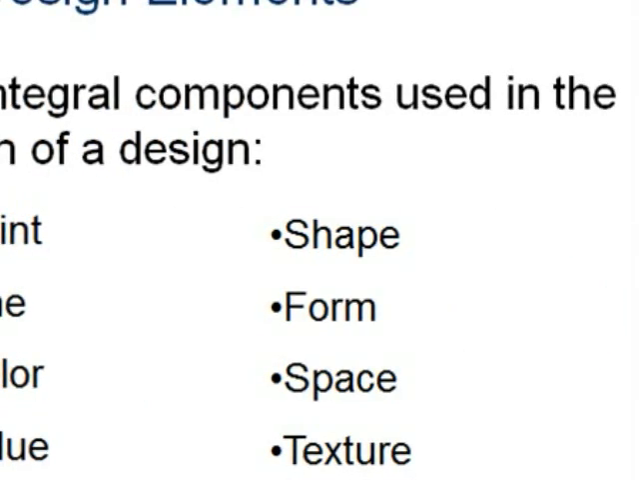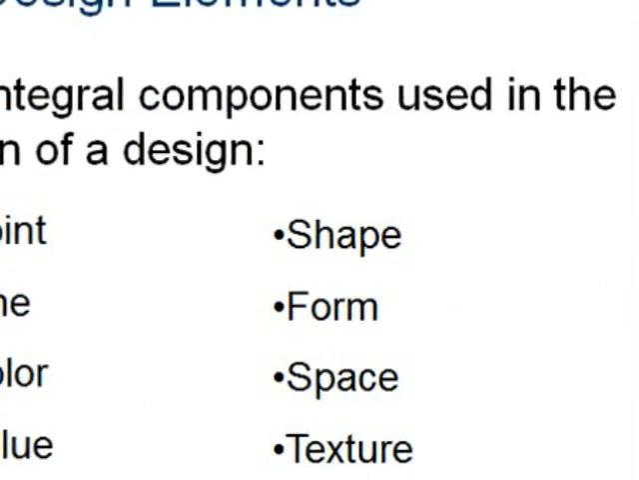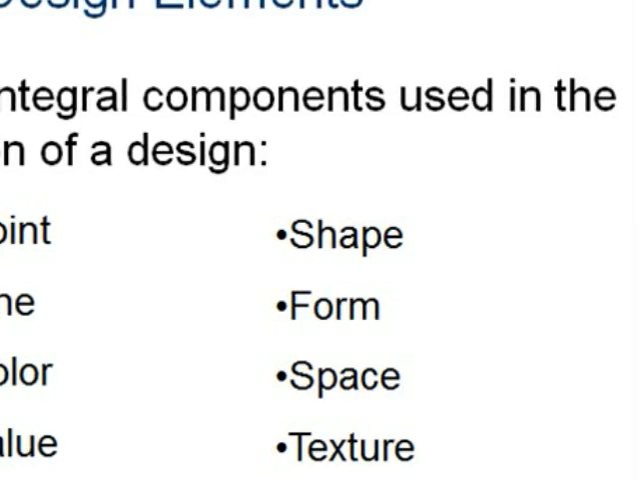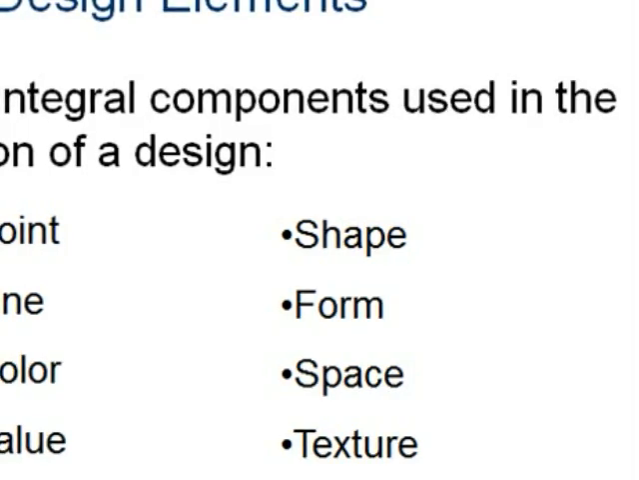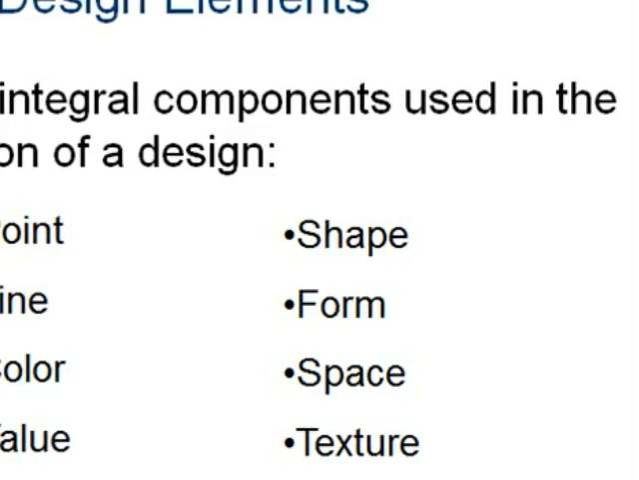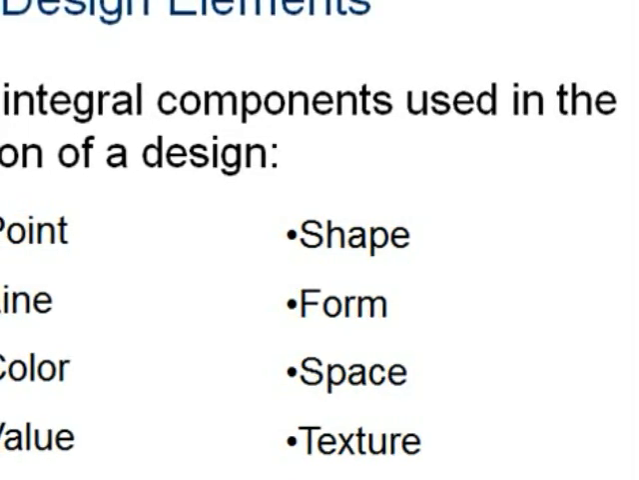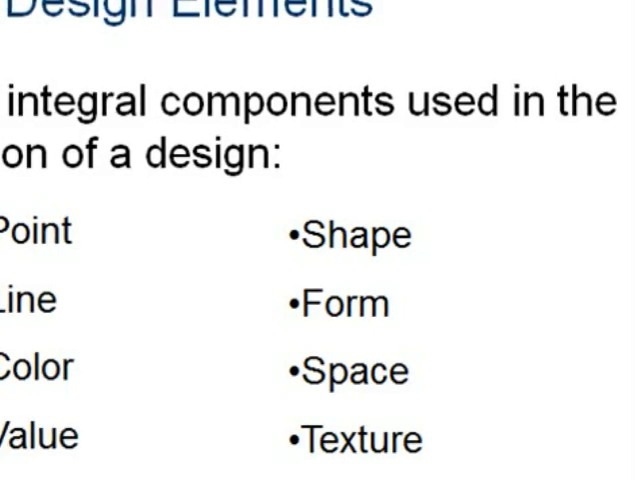There are 8 components used in the creation of a design: point, line, color, value, shape, form, space, and texture. A point is the most basic element of design. A point can be used to indicate a location or can describe coordinates on a plane.